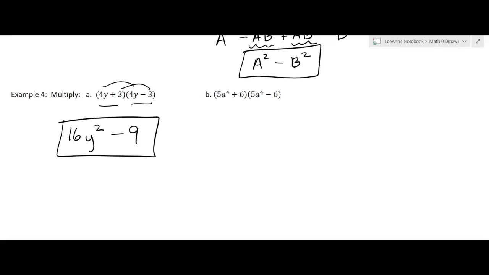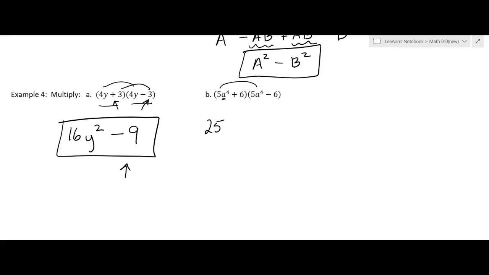All right. Now, is this always going to be minus? Well, yeah, because if one of these is positive and the other is subtracting, positive times negative is going to be negative. Okay, let's do the other one. So we're just doing F. Okay, 5 times 5 is 25.